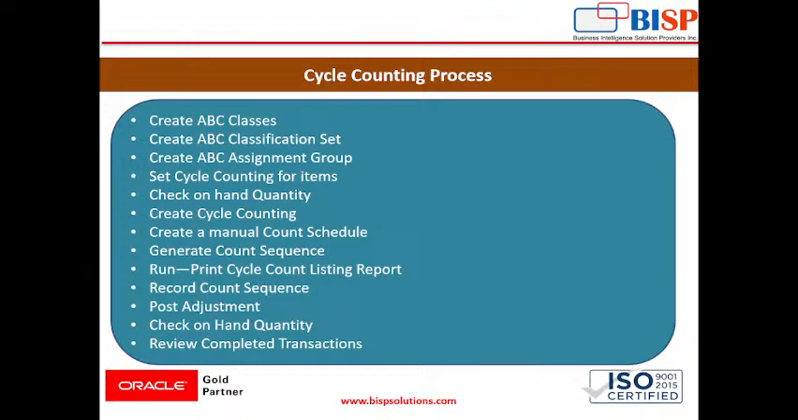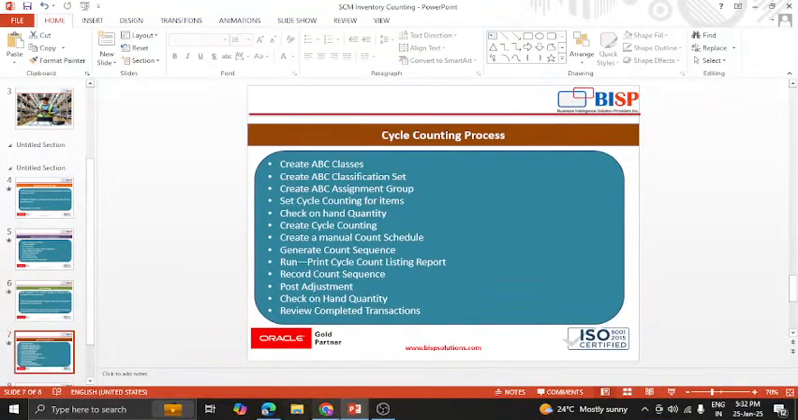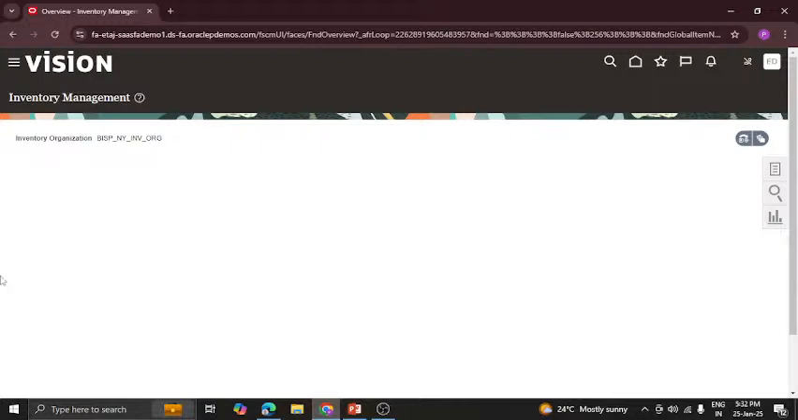Then we have to record the count sequence, that is, how much quantity we found after the physical counting process. Then we have to post those adjustments in case of discrepancies. And again we'll check the on hand quantity, that it has been updated or not. Then we have to review our completed transactions. So we will start with the first one, that is to create the ABC classes. We are now seeing this practically on our system.